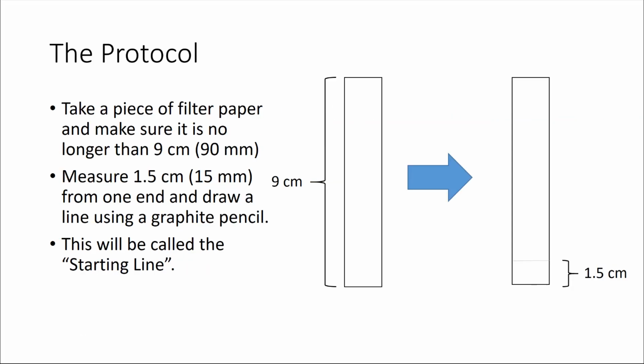So for this activity, for this protocol, we're going to start with a strip of filter paper. Now we want to measure to make sure that strip of filter paper is no longer than 9 centimeters or 90 millimeters. And that's because the chromatography chambers that we'll be using only support strips of filter paper about that long. Once you have your strip of filter paper, you want to measure 1.5 centimeters or 15 millimeters from one end, and then draw a line using a graphite pencil. This will be called the starting line, and our future measurements will all take place from this starting line.